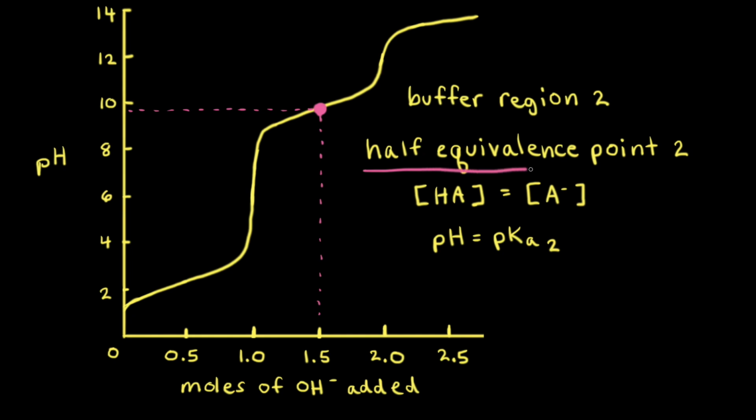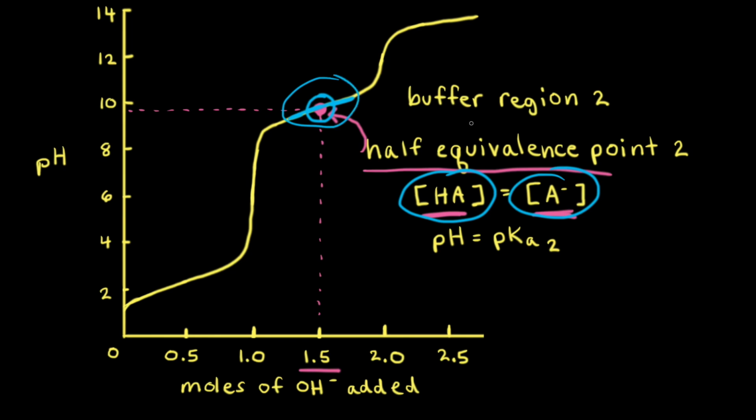Let's look in more detail at half equivalence point 2, which is right here on our titration curve after we've added 1.5 moles of hydroxide anions. Since we've neutralized half of the HA that was present at equivalence point 1, now the concentration of HA is equal to the concentration of A-. And since we have significant amounts of both the weak acid and its conjugate base, we have a buffer present in the region around half equivalence point 2. We can see the pH is changing very slowly in this region as hydroxide anions are added, and so this represents buffer region 2.